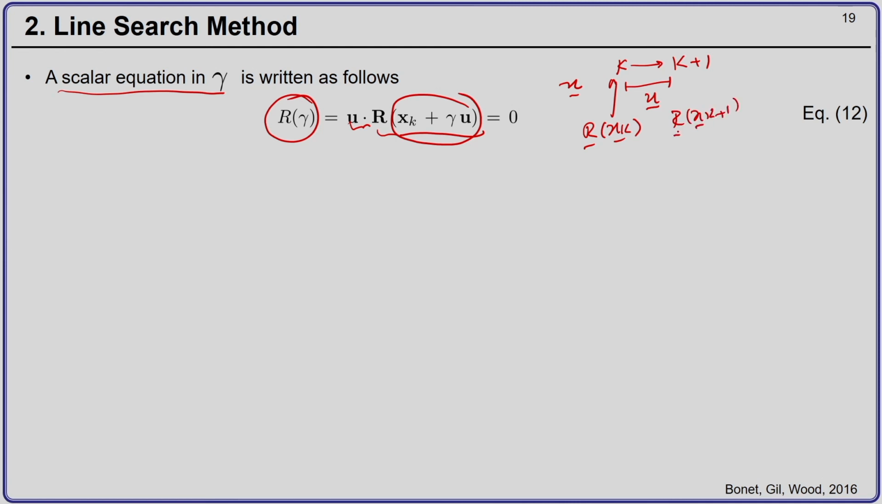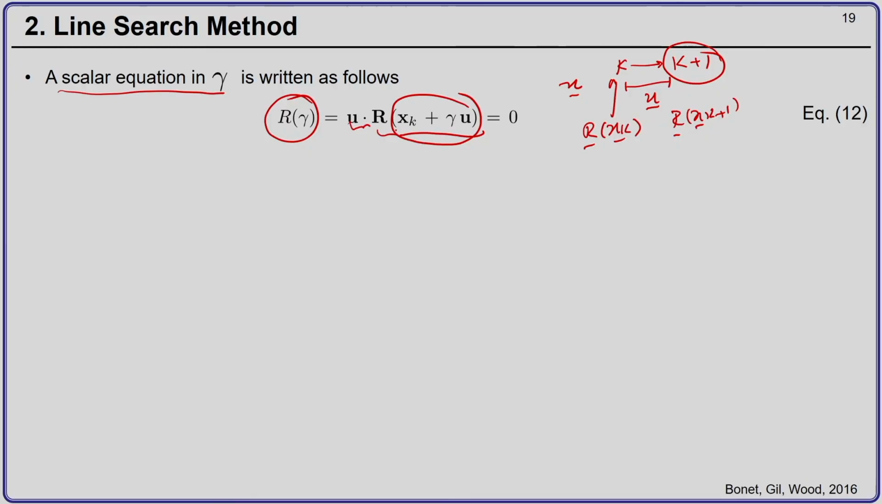And now, what have we done? We have found out that our Newton-Raphson algorithm is diverging at k plus 1, or the convergence is very slow. There has to be a certain criterion based on which you can say that the Newton-Raphson algorithm is converging very slowly or it is diverging. In that case, we take u dot r evaluated at x k plus gamma u. So, in this equation, the only unknown is this scalar gamma.